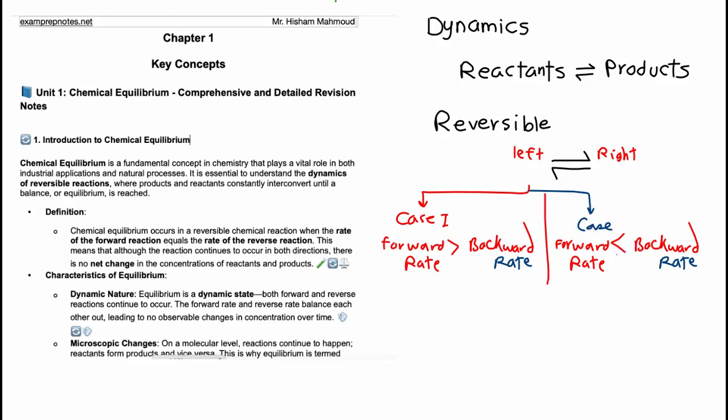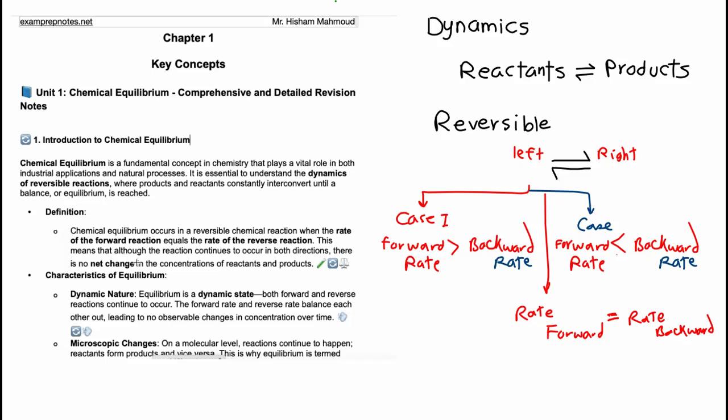Case number three is when the rate of the forward reaction is equal to the rate of the backward reaction. This is what's known as equilibrium. Not everything is considered equilibrium, only when the forward rate is equal to the backward rate. So the definition: the rate of the forward reaction equals the rate of the reverse reaction.